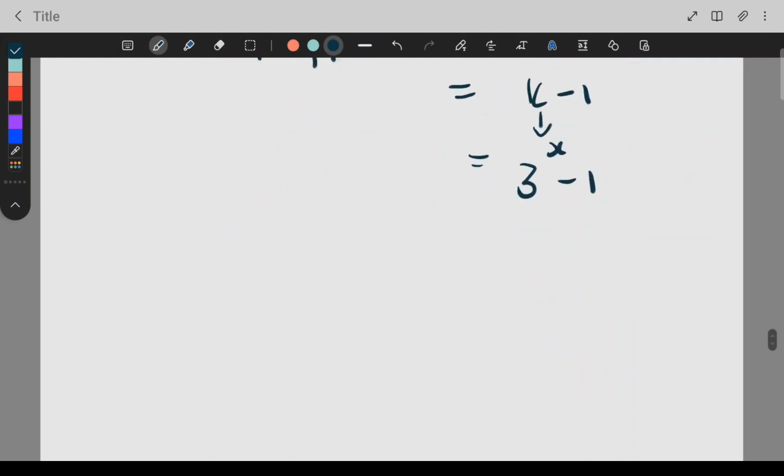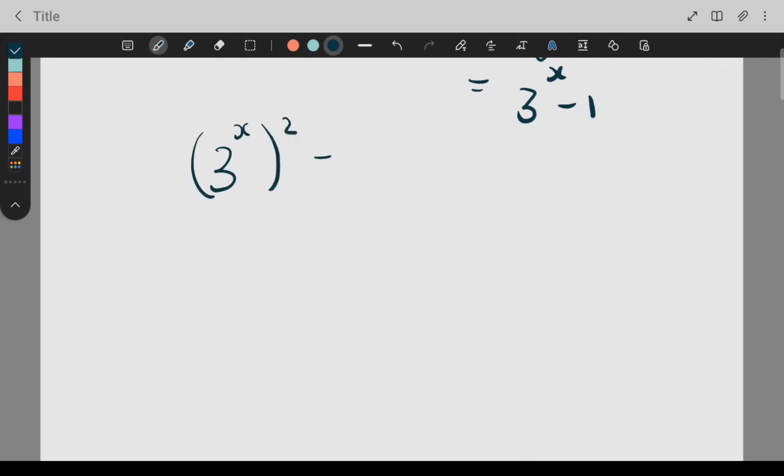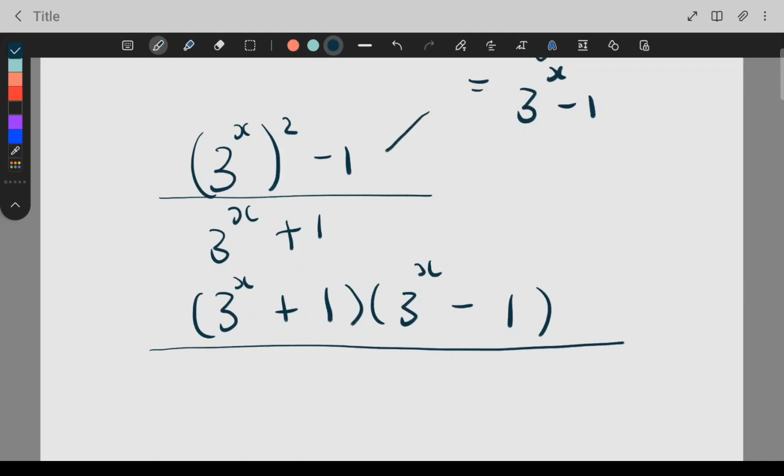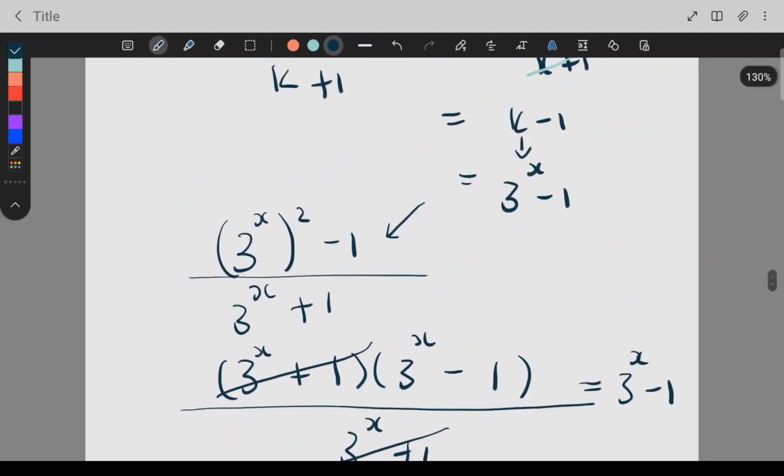Or what you could have done is you rewrite this thing like this. And you have 3 to the x plus 1. Then you can just say, I see the difference of two squares. So this is 3 to the x and 3 to the x, a 1 and a 1, a plus and a minus. Because this is the difference of two squares. 3 to the x plus 1. And then this and this will cancel. And can you see you're left with 3 to the x minus 1. Same answer. So you decide what will work for you.